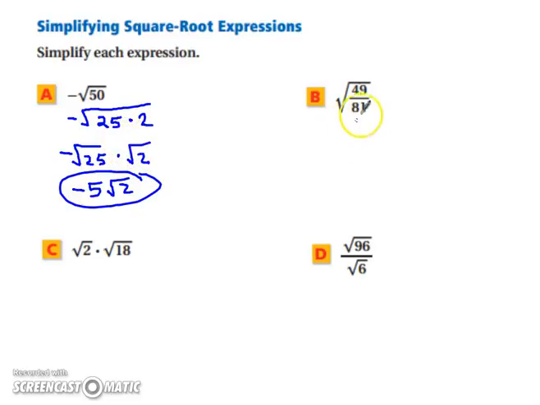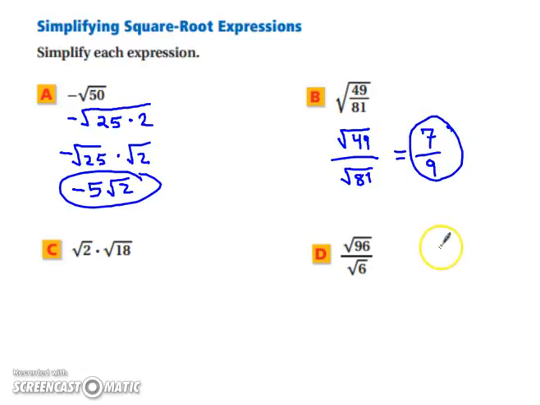Let's look at a division example. We have the square root of 49 divided by 81. So we can separate this out. So we have the square root of 49 over the square root of 81. Well, we know the square root of 49 is 7, and we know the square root of 81 is 9. So it's now simplified. Take a moment and pause the video and try C and D.